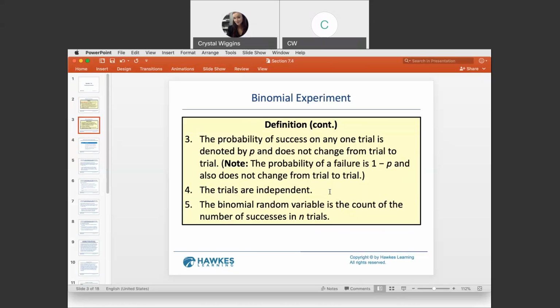The last criteria of a binomial experiment is that the random variable has to represent the count of the number of successes. So when we're talking about the random variable, remember we're referring to the x, and we're saying that we are counting successes, not failures or anything else.